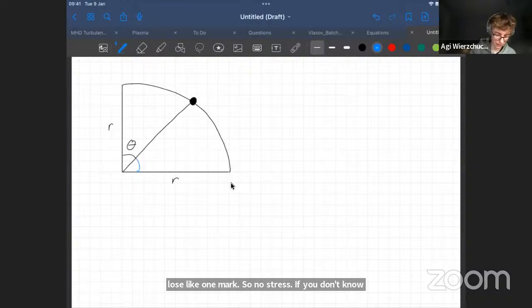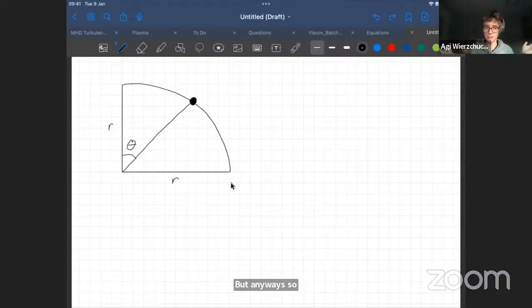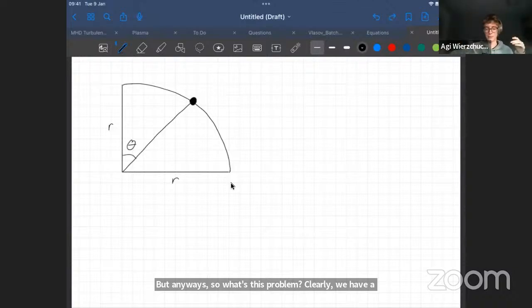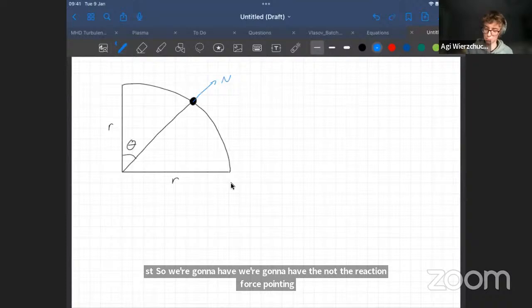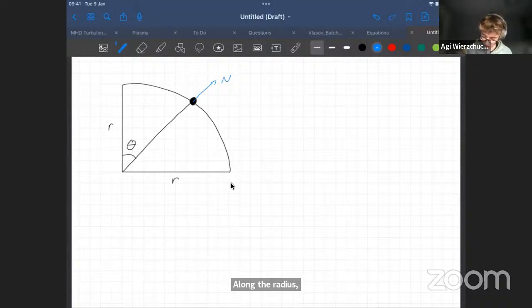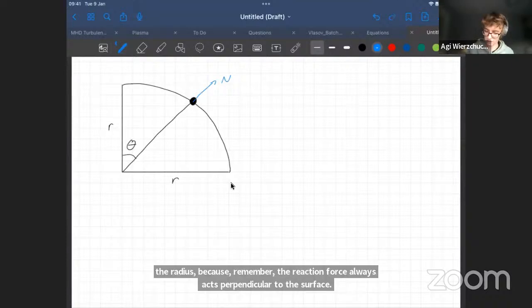Anyways, clearly we have a circle or a hemisphere, but we slice it into a plane, which is basically half a circle. At what angle from the vertical will the marble leave the surface of the hemisphere? So let's resolve our forces first. We're going to have the reaction force pointing along the radius, because remember the reaction force always acts perpendicular to the surface. And then we have the weight, which is just mg.